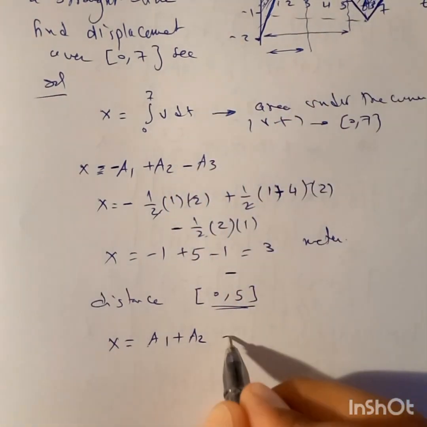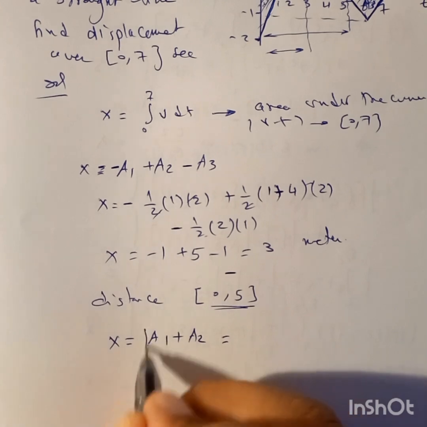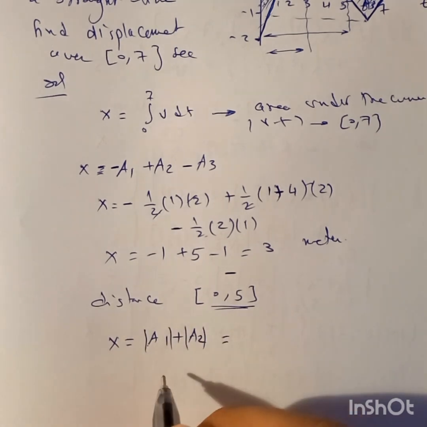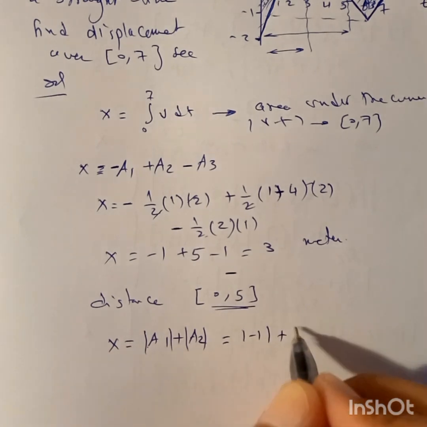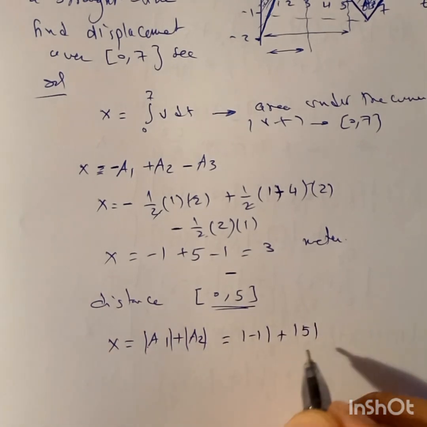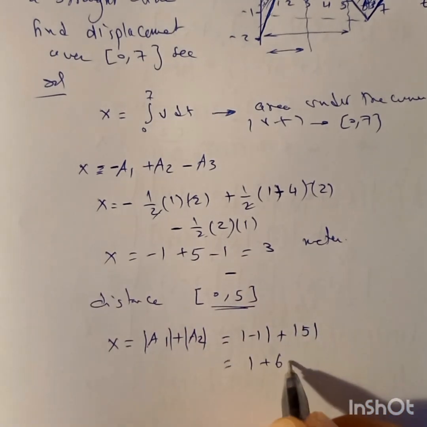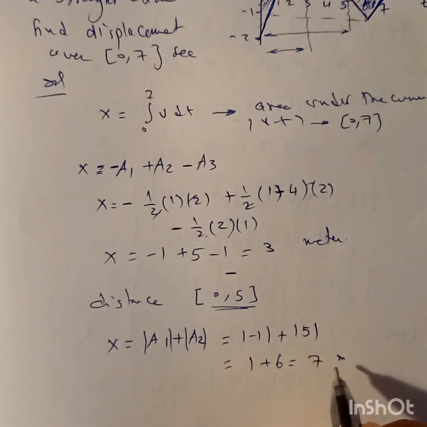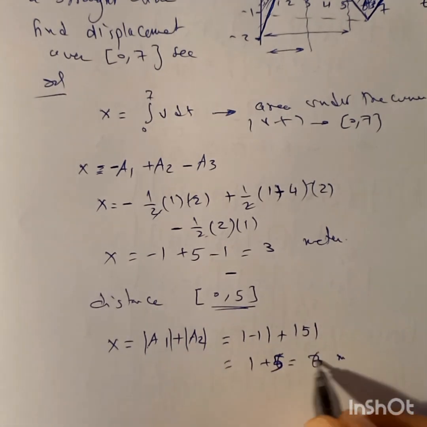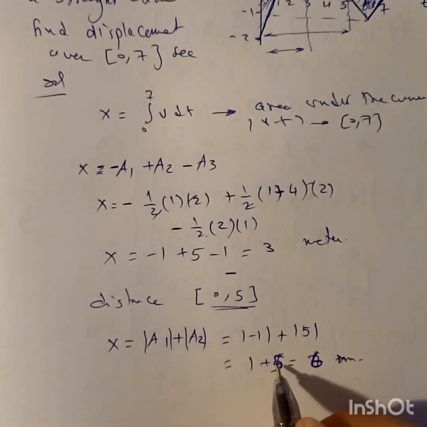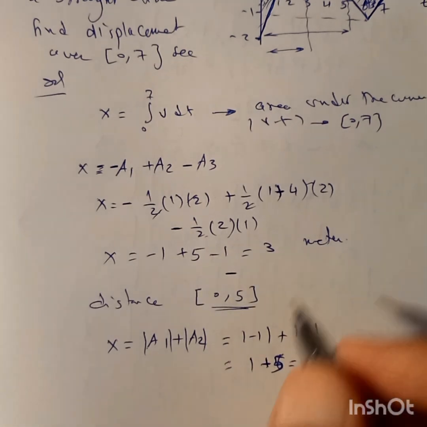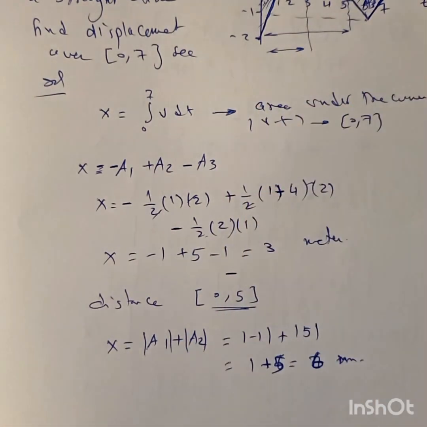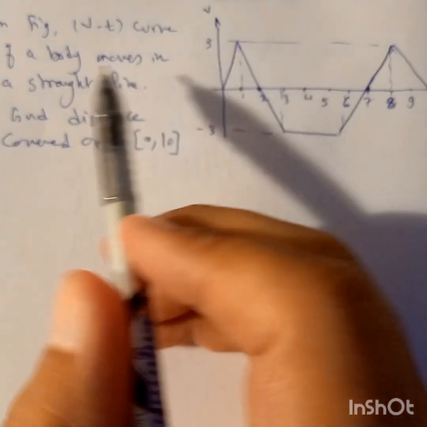Then we have here area 1 as modulus, and here we have modulus also. a1 is modulus of negative 1 plus modulus 5. Then we have here 1 plus 6, then we have 7 meter, okay, we have 6 meter. 6 meter is the displacement moved or covered by this body during the time interval from 0 to 5 seconds. We have another example in the figure.